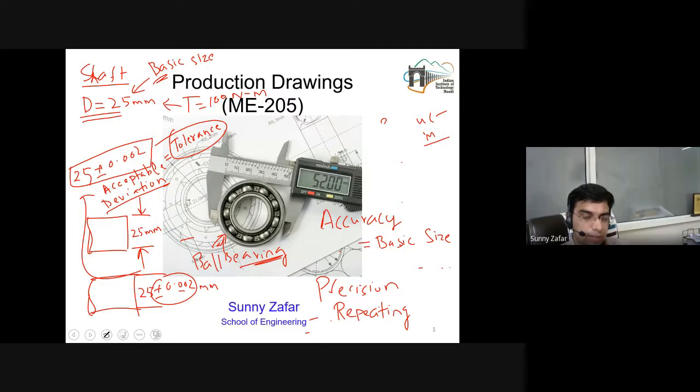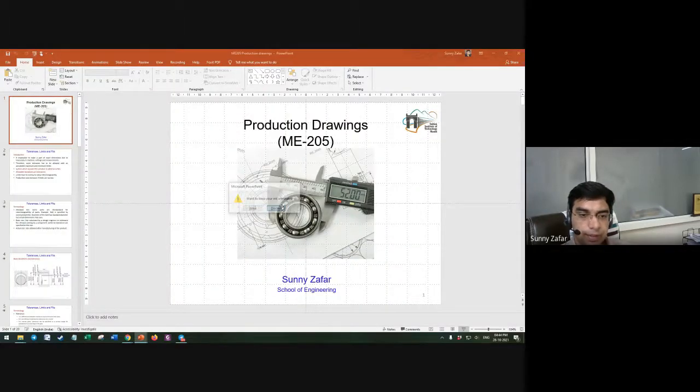I am not jumping into the slides today because I wanted to start in the next class, but since we had some time, I have given a basic introduction. If any of you have any doubt or question with the basic introduction of production drawing, you may please feel free to discuss it now.